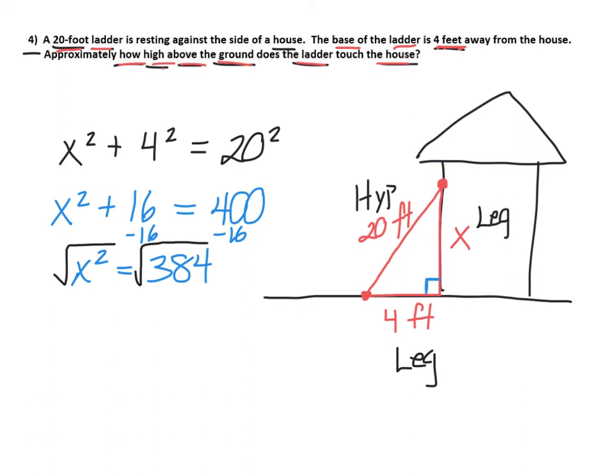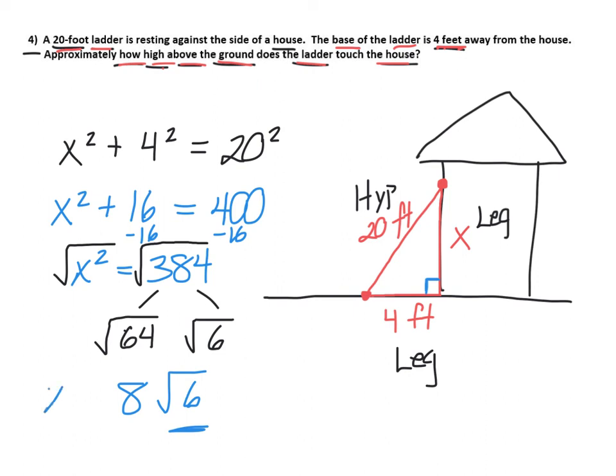Now I can definitely break down 384. I can clearly tell it's divisible by 4, but I'm actually going to start off with something larger than that. So I believe 384 has a factor of 64. It's actually 64 times 6. That would give me 384. So the reason I started there is I'm trying to start with a big perfect square. So I end up with 8 on the outside, radical 6. I can't do anything with the radical 6, so that is my final answer.